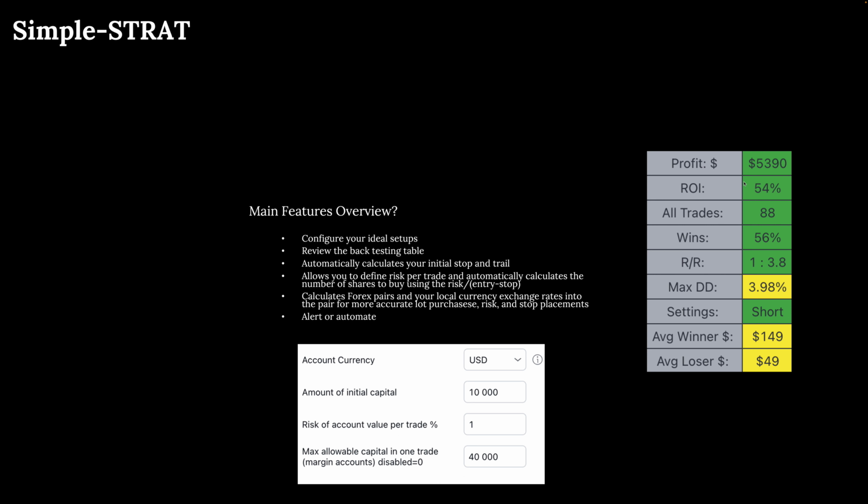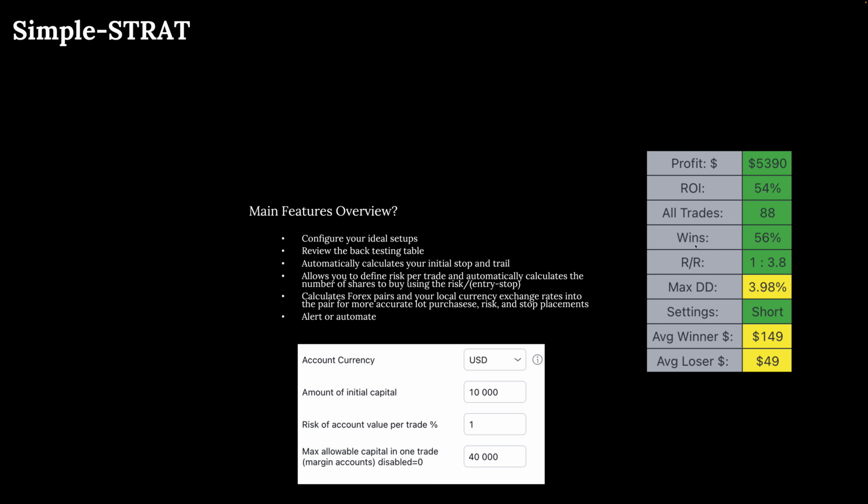So based on the settings that I had created, the profit for this was almost $5,400. Return on investment, 54%. All trades that it took: the number of trades that it met based off of this was 88. And a quick note about this, anytime our stop gets moved to break even and we stop out, I don't count that in the total trades because I just want to see the winners versus the losers. I don't want this number to also include break evens.